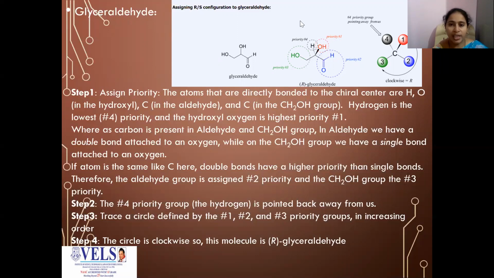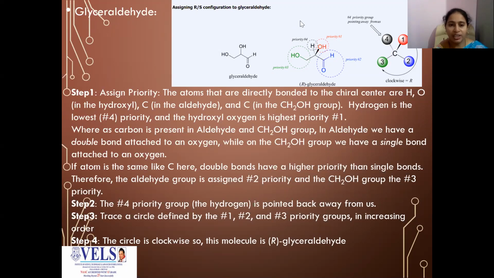The atoms that are directly bonded to the chiral center here are hydrogen, oxygen, the carbon in the aldehyde group, and the carbon in the methyl hydroxyl group. Hydrogen will be the lowest priority group, so it will be assigned as 4, and the hydroxyl oxygen is highest priority, so it is assigned as 1. Whereas for the carbon present in the aldehyde and methyl hydroxyl group, we have to check the priority order.